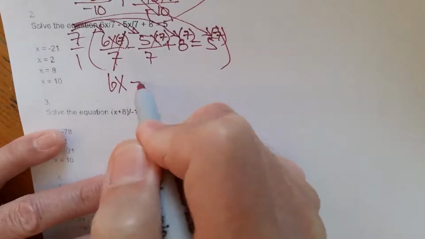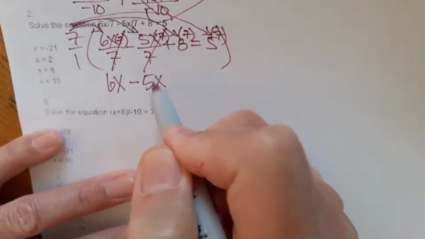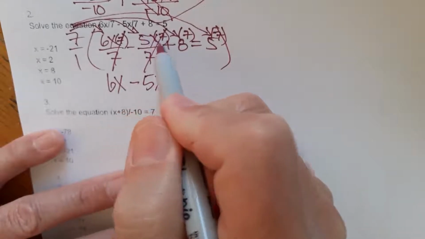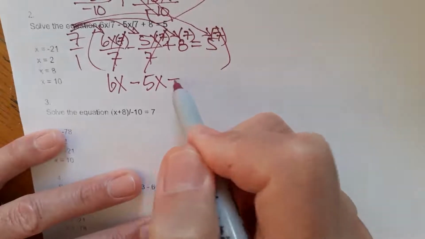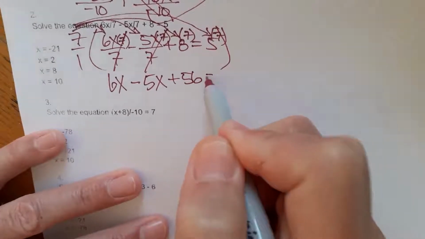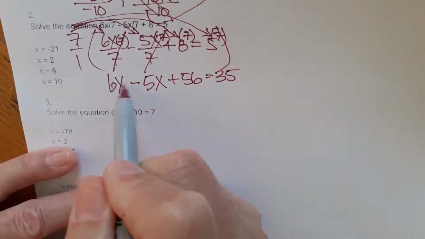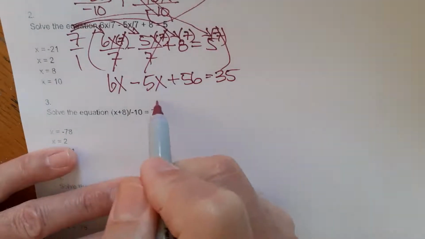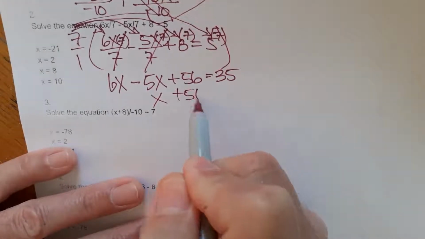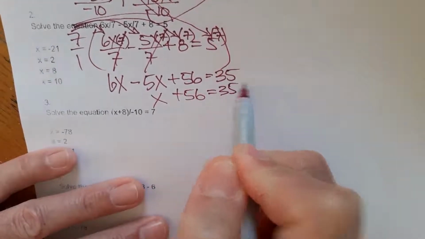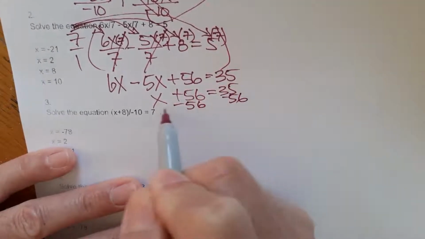We're left with just 6x. The 7 over 7 disappears. We're left with just the 5x. I'm sorry I get so messy, but there's a 5x sitting right there. The 7 over 7 disappears, comes down. This is 7 times 8 is 56, so plus 56 is here. And 7 times 5 is 35. Now we have a 6x minus a 5x. Well, that's 1x. So we have an x plus 56 equals 35.